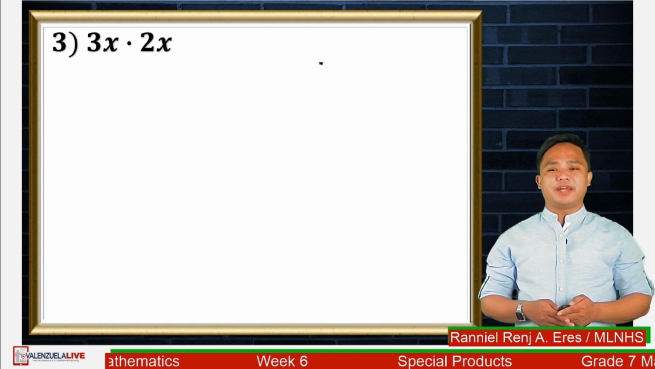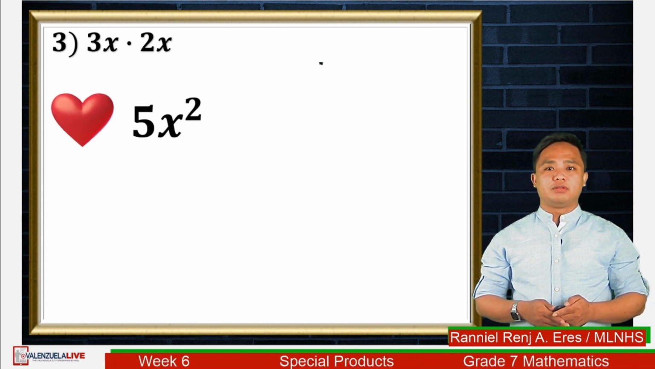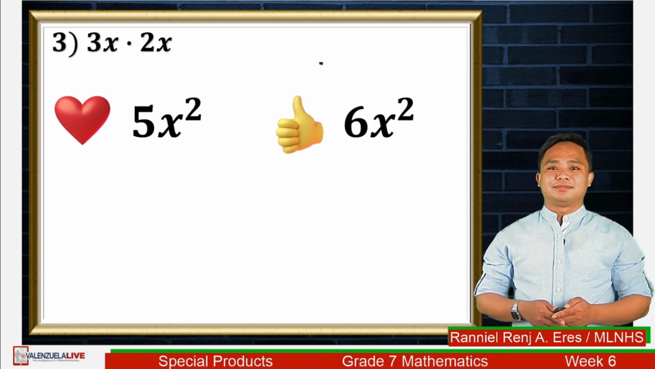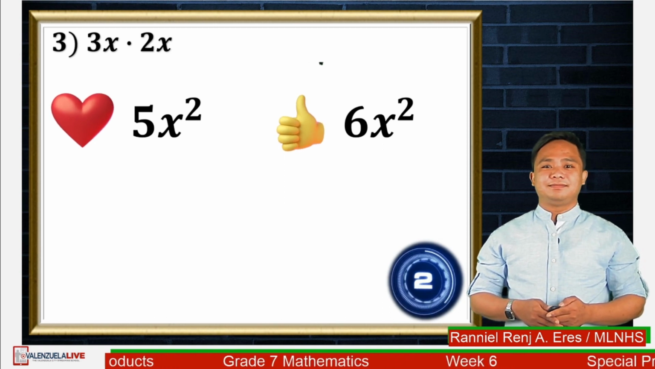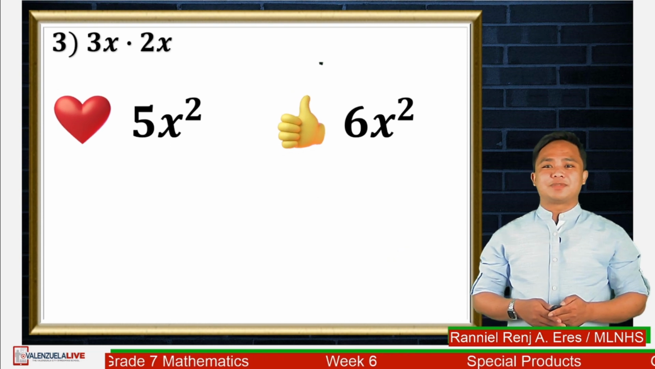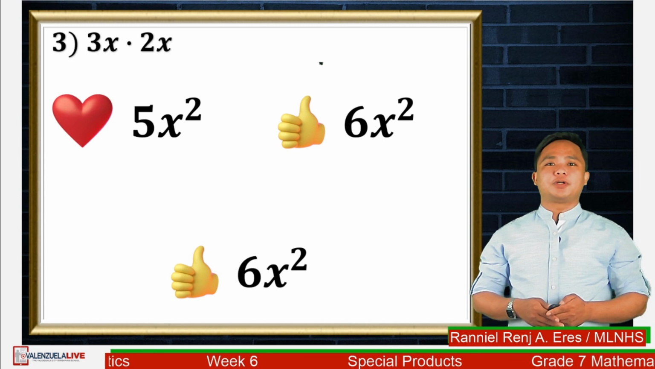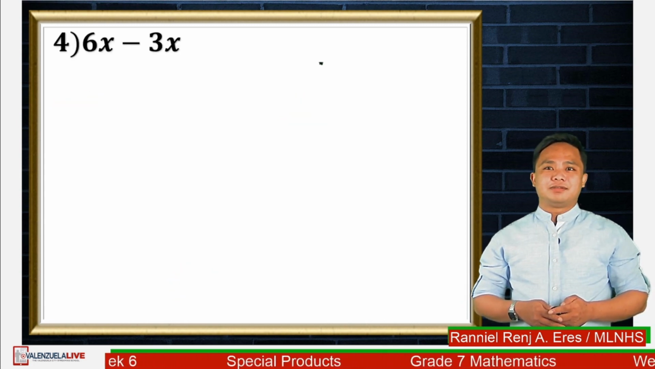Number 3, we have 3x times 2x. Again, the given is 3x times 2x. Is it heart for 5x squared or thumbs up for 6x squared? 5 seconds. Okay, time's up. So, if you choose thumbs up, you are correct. That is 6x squared.